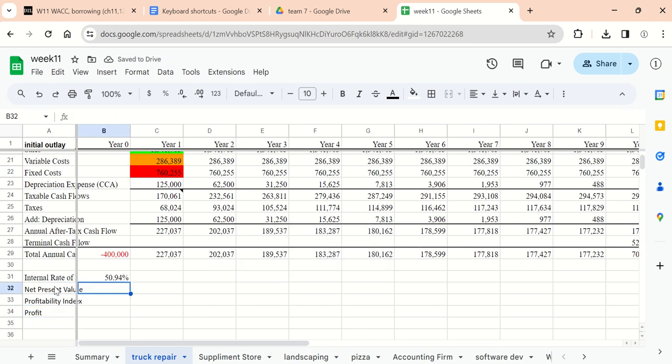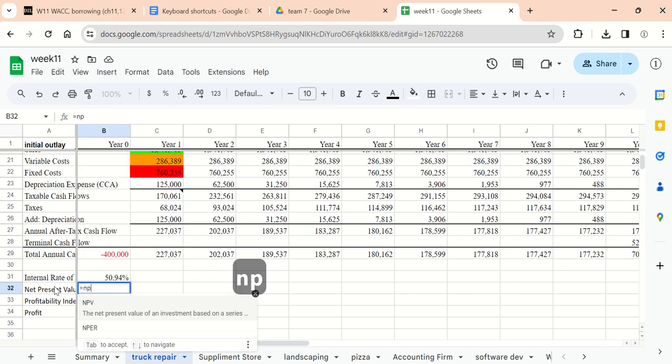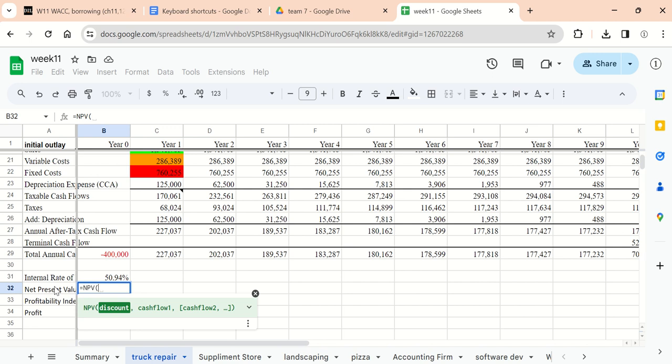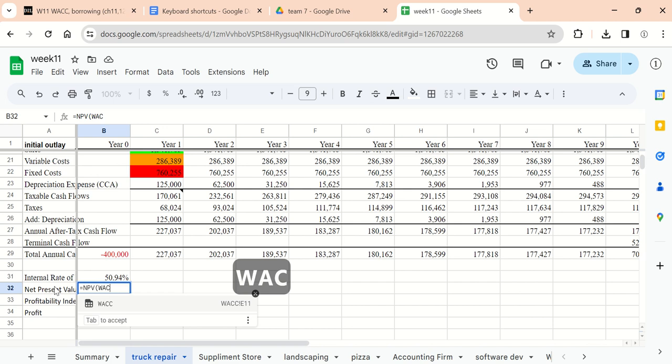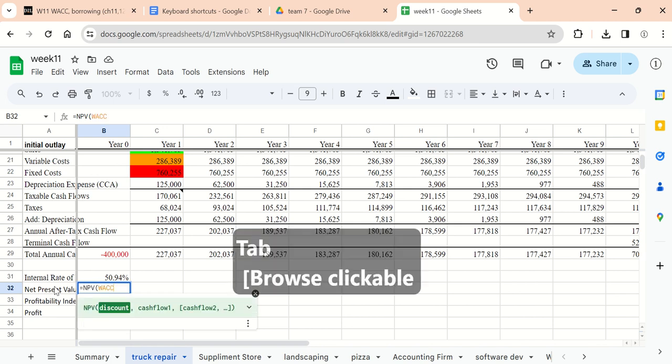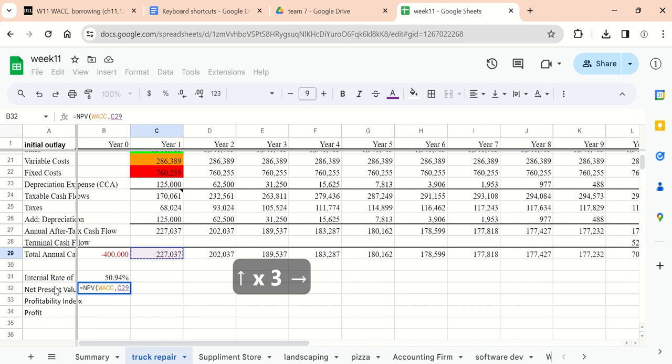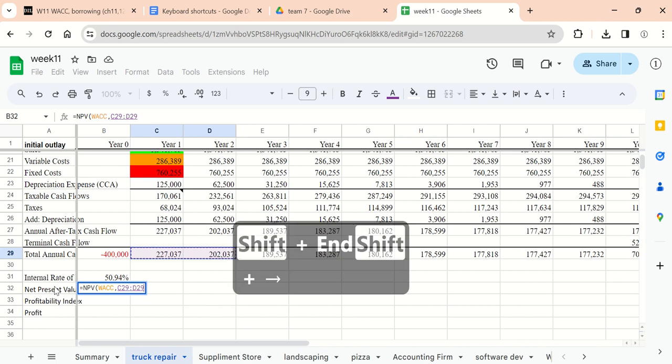So first off, with the net present value, equal NPV, and then tab to accept that formula. The discount rate is the WACC, the weighted average cost of capital, that we have already named. So if we start to type it, it recognizes it as a name. So I hit tab to accept that, and then tab, and then the cash flow for one is year one, not year zero. We're going to deal with that in a minute. So I'm going to go to year one, and then shift and across.